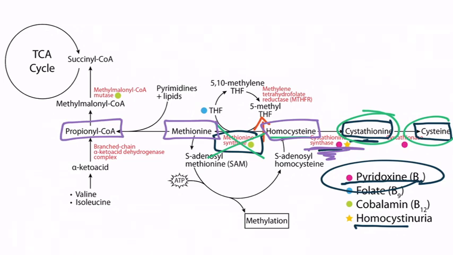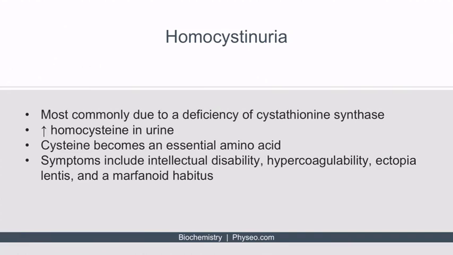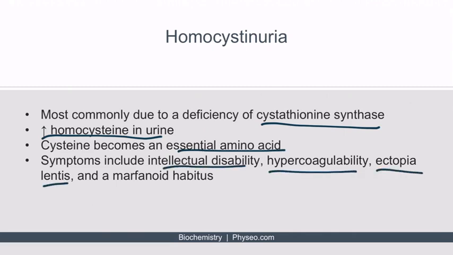Okay, let's see what your text says. Homocystinuria is most commonly due to a deficiency of cystathionine synthase. This results in elevated homocysteine in the urine. In this specific type of homocystinuria, cysteine becomes an essential amino acid. Symptoms include intellectual disability, hypercoagulability, ectopia lentis, and a marfanoid habitus. Okay, let's do a question.